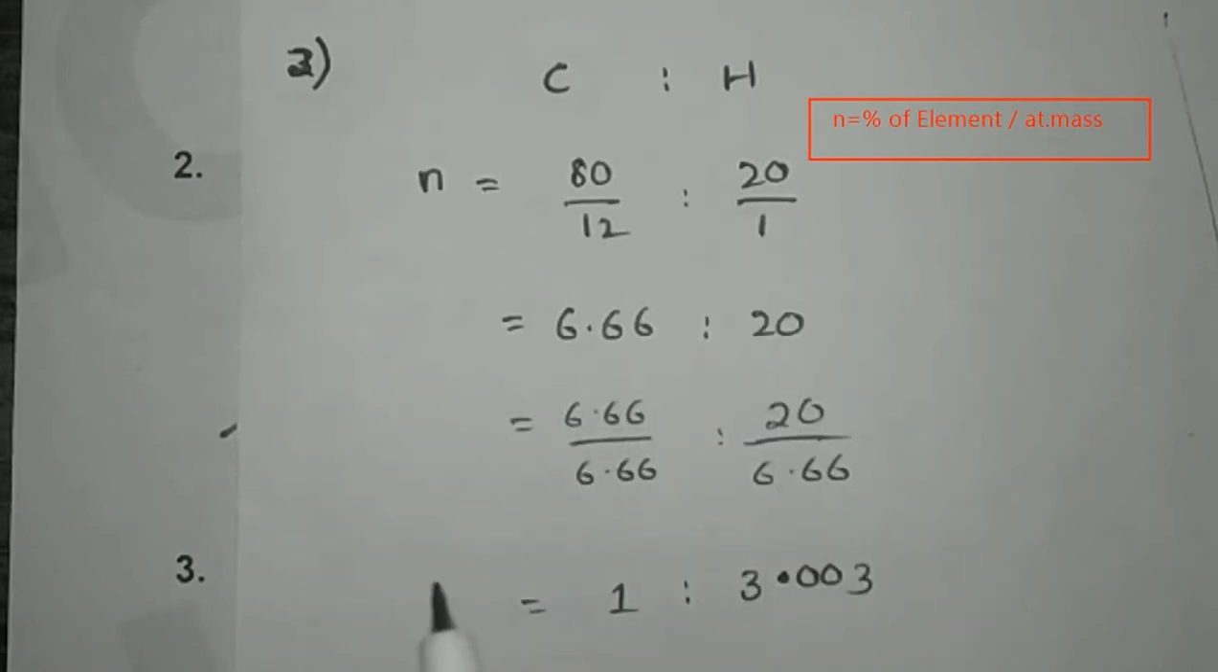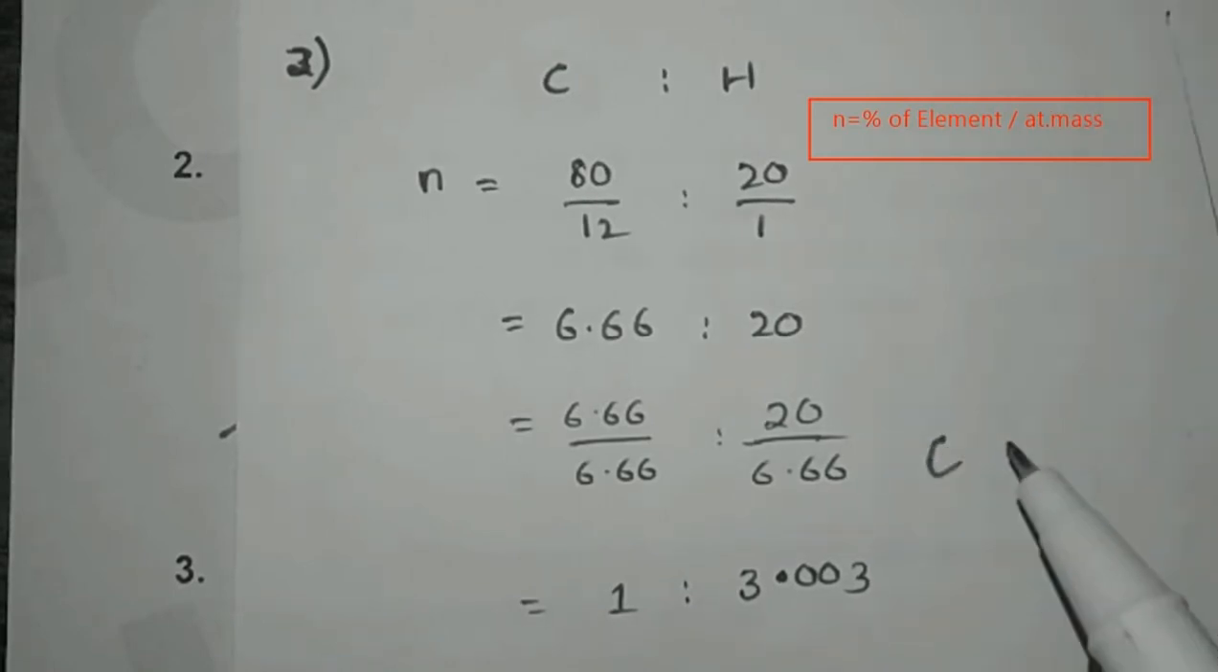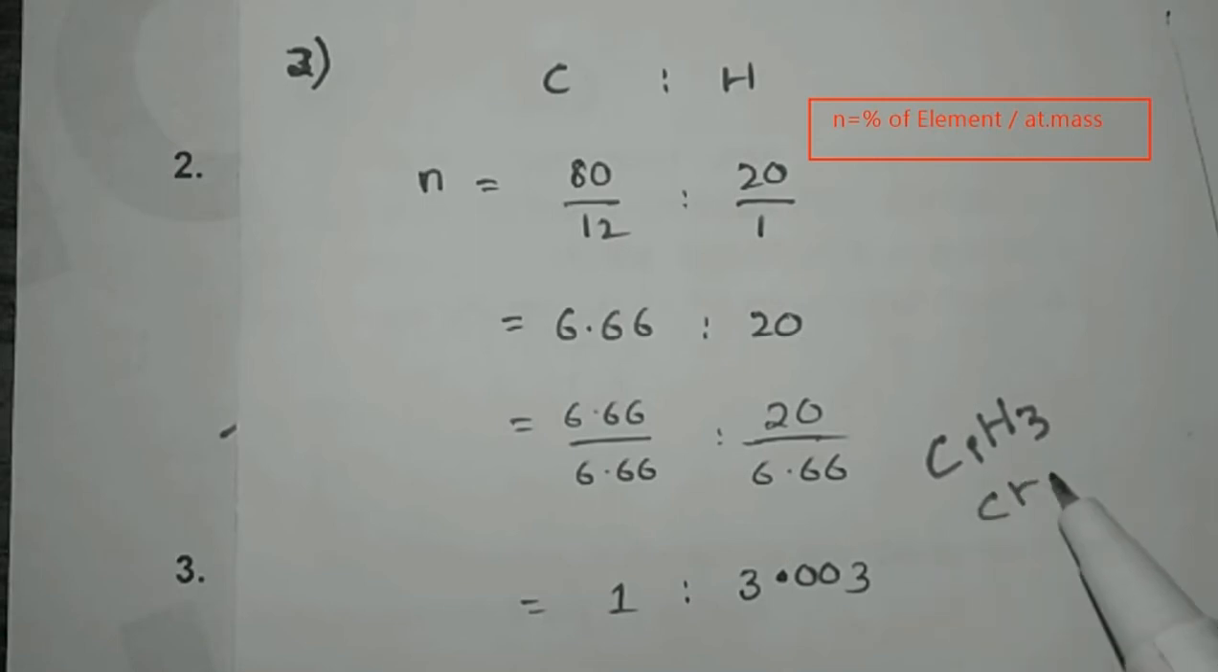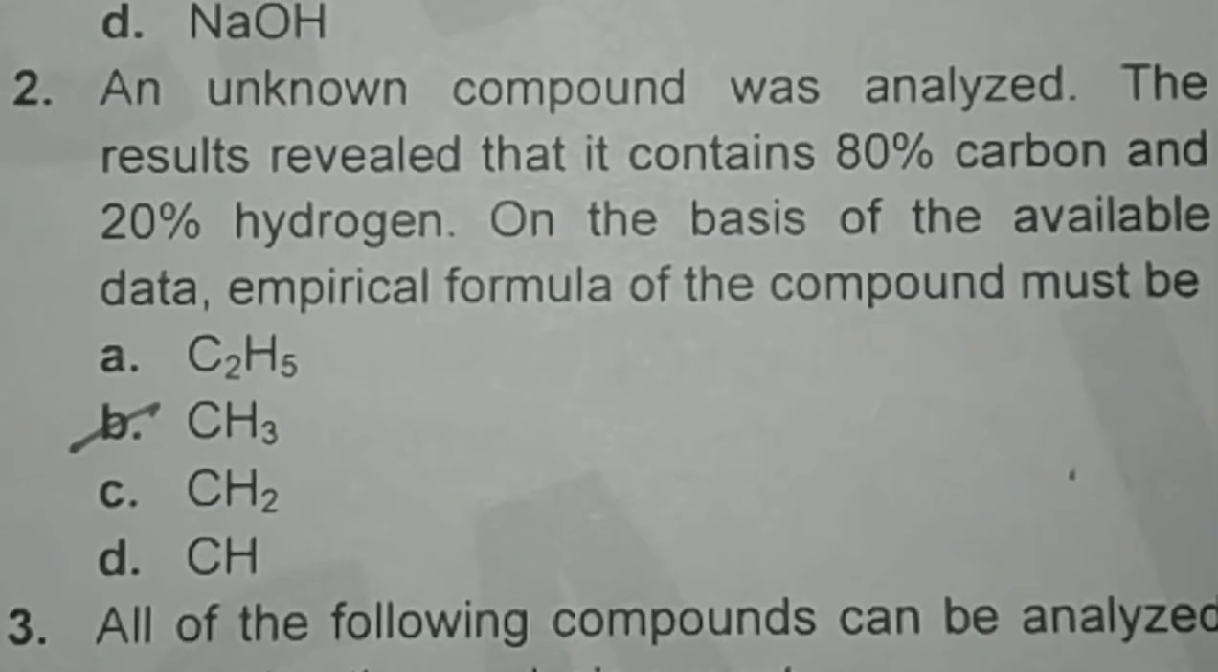Now take the smallest one and divide it by both. So take this 6.66 and divide it by 6.66 also, and take this one and divide 20 by 6.66. So here you will get 1 and here you will get 3.003. So the empirical formula is C1H3, so it means CH3. So here option B is the correct one.